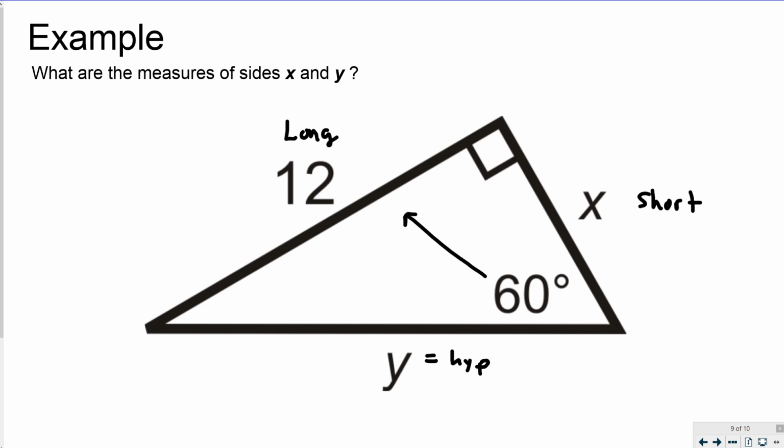So to calculate the short side, given the long side, I'm going to write X instead of S. X is going to be equal to the long leg divided by the square root of 3. So I'm going to fill in what I know. So X equals 12 divided by the square root of 3.